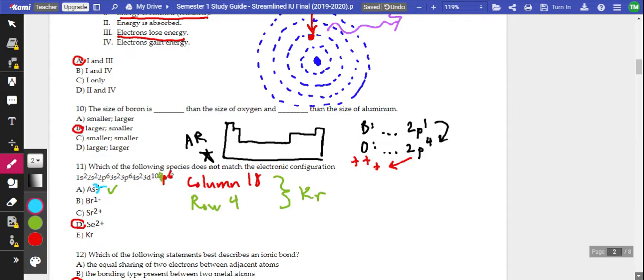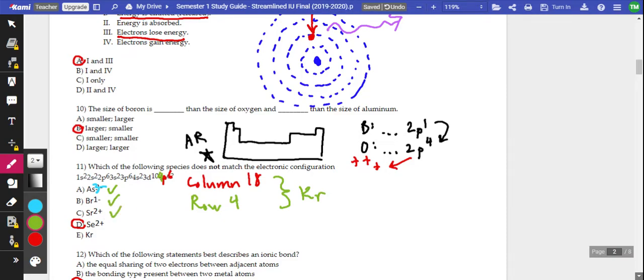For bromine, negative 1, it's gaining 1 electron. If we bump bromine's electron configuration 1 over, krypton's right there. So that looks good. Strontium 2 plus means it's lost 2 electrons. So if we bump 2 spots back from strontium, we end up at krypton. So that one's good.